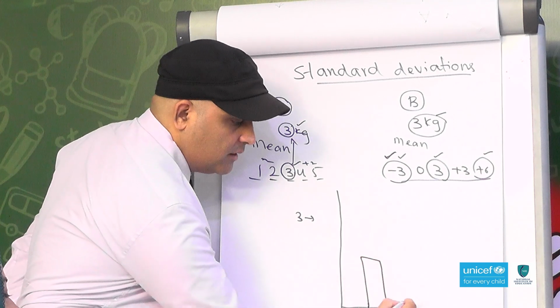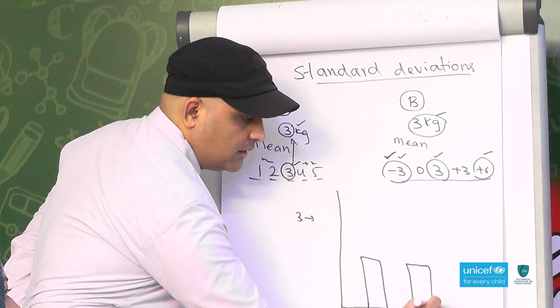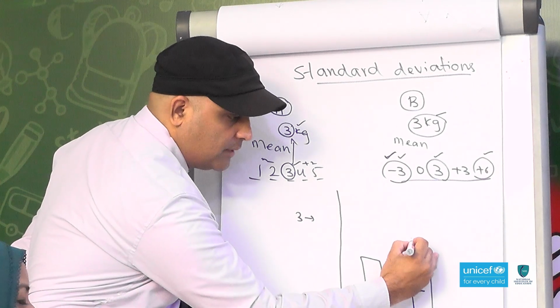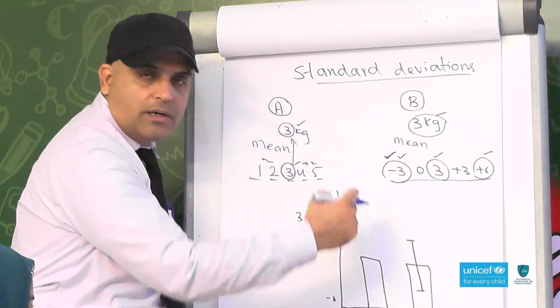Let's say this is the 3 here, and let's say I have a minus scale here as well. Here is the minus scale. So this range will be much, much bigger. This is how I draw a standard deviation.